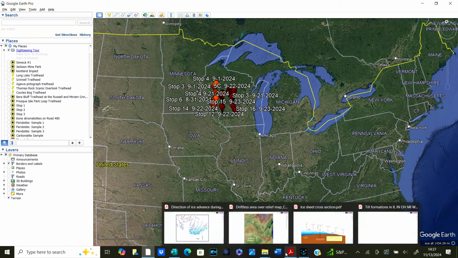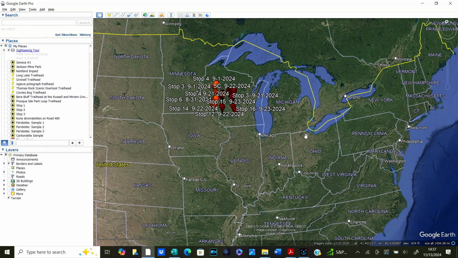And when I say Driftless area, I mean never glaciated. What do I mean by that? I mean the glaciers never rode across the area. They never sat upon that land. Now, that doesn't mean there's no glacial deposits. You have slackwater lakes and outwash channels and stuff like that. But the glaciers themselves never sat there.